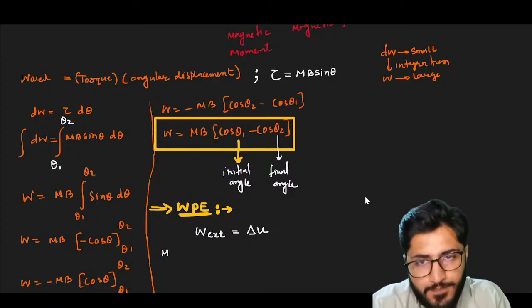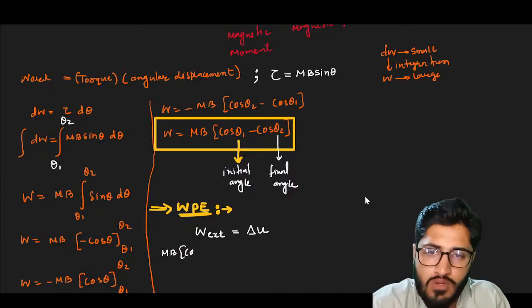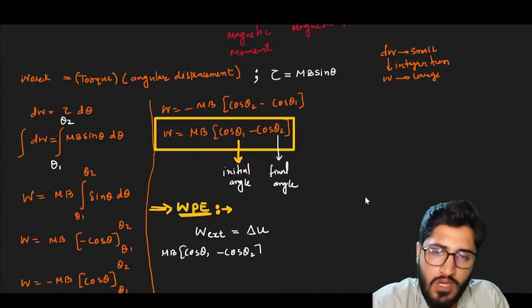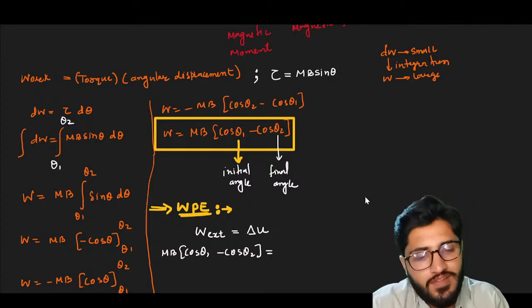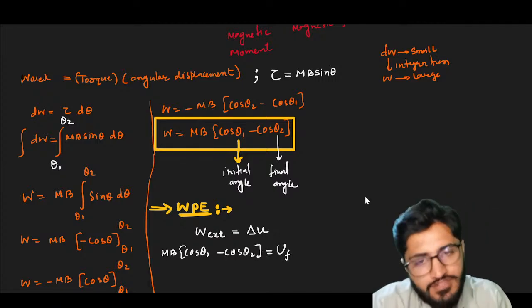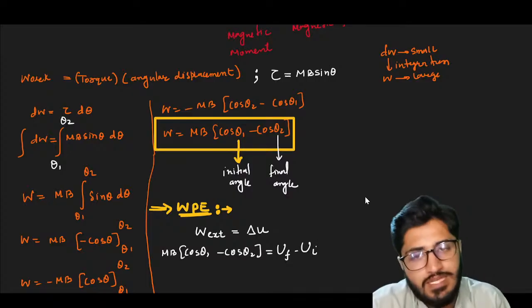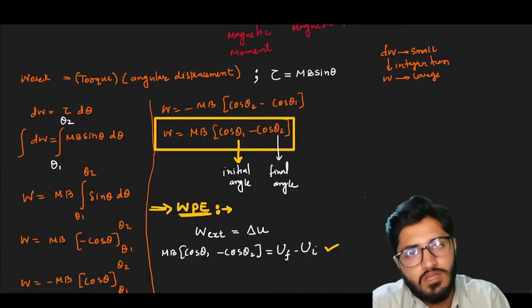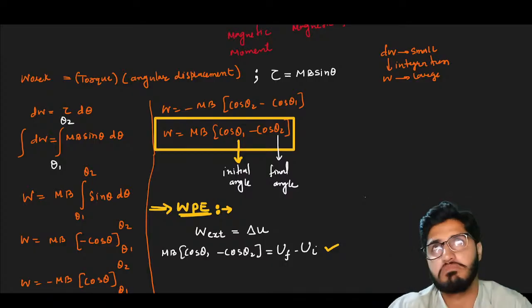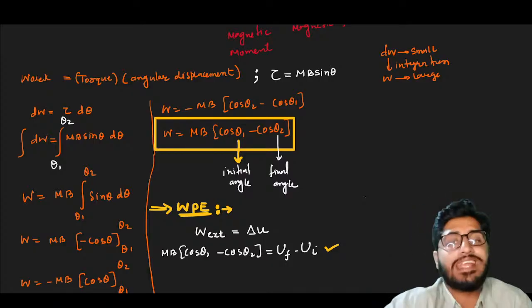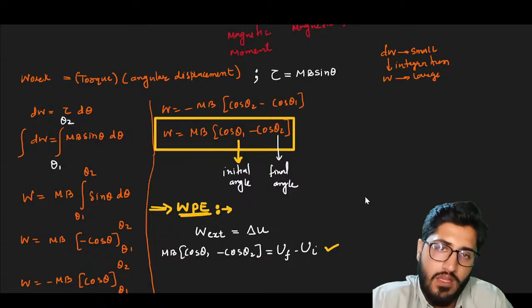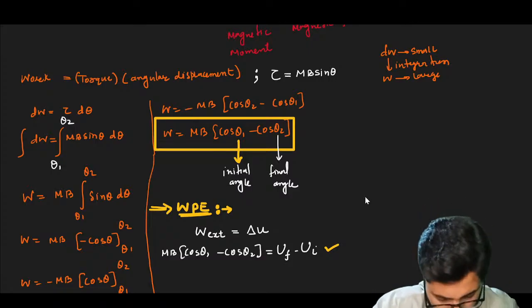So I guess work done is nothing but MB (cos theta 1 minus cos theta 2). What is the change in potential energy? Is it final minus initial? Yes, sir. It is final minus initial. Okay. If we take a reference point, for reference point.